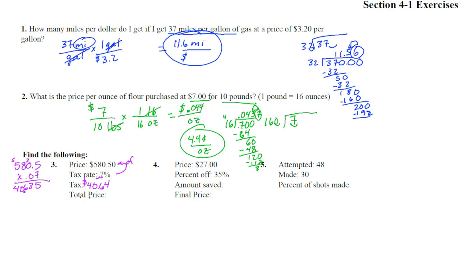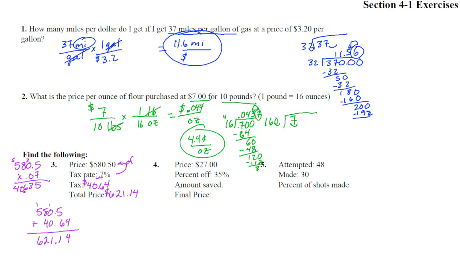Now for the total price, we need to add those. So 580.5 plus 40.64. So 0 plus 4 is 4, 5 plus 6 is 11, 8 plus 4 is 12, 6. All right, so $621.14.